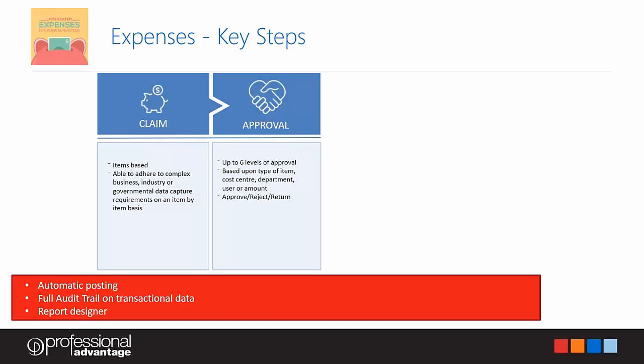I mentioned that after you submit the claim, all of the lines on the claim are applied against an approval matrix to determine who the approvers are. You can have up to 6 levels of approval per item if you so require. Your approval matrix can be set up based on a number of things. It could be based upon a type of item, your cost centre, your department, who the user is, or even just an amount. So the system is able to handle all of those.